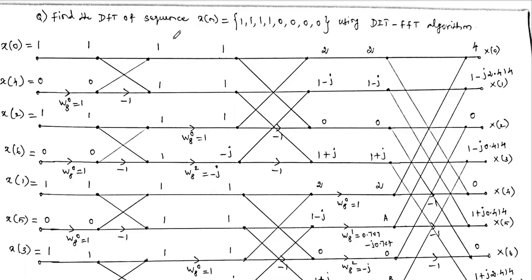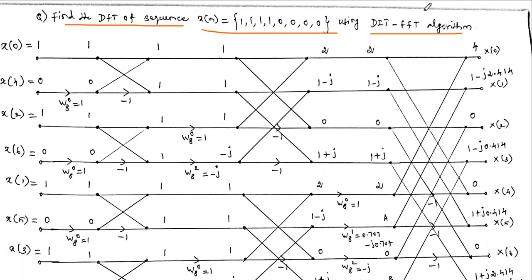Okay, so from the subject digital signal processing or discrete time signal processing. Okay, so you see the question: find the DFT of the sequence x of n is equal to 1 1 1 1, that is four ones and four zeros, using DIT FFT algorithm. DIT means decimation in time FFT algorithm. Okay, so FFT means fast Fourier transform.